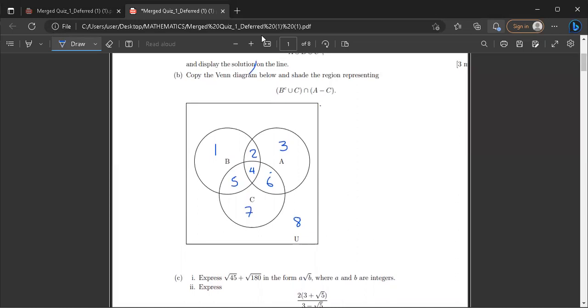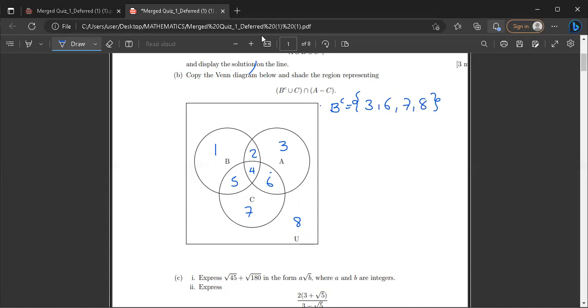So we have been told to shade B complement union C, intersection A minus C. First, write down all these sets independently. So let us pick out our B complement. So let's list down our B complement. B complement just means outside B, so we don't want anything that is in B. It's just 3, 6, 7, and 8. This is our B complement.